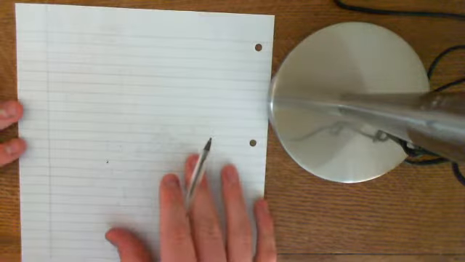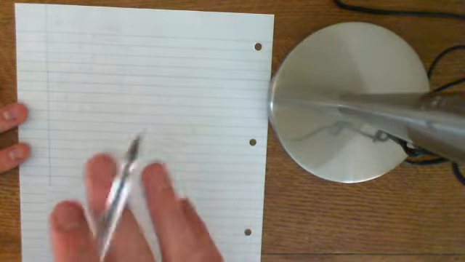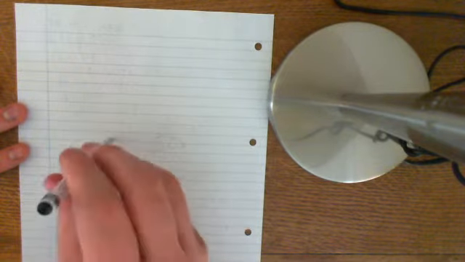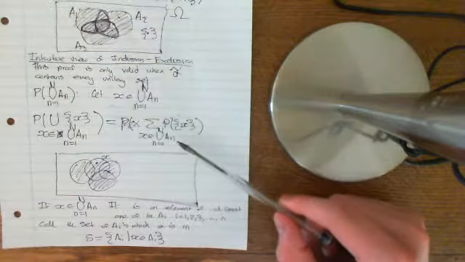And basically what I want to show you is that when you apply the inclusion-exclusion formula, this point, this outcome, will be counted once overall. And therefore, its probability will be counted once as well.